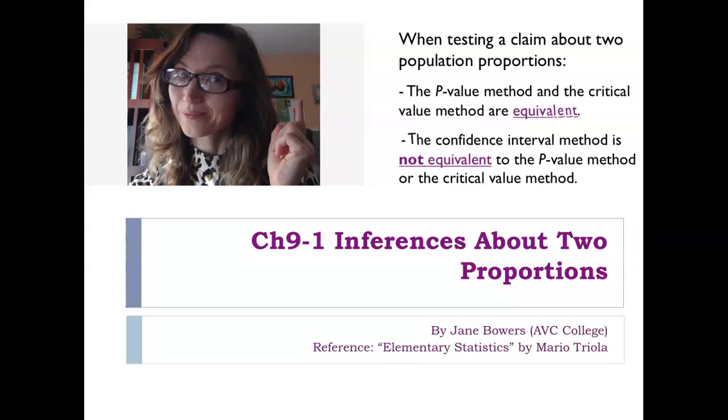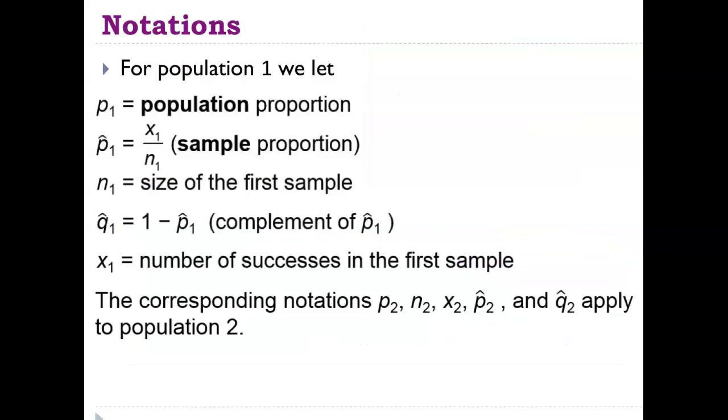The confidence interval method is not equivalent to the p-value method or the critical value method. The notation we are going to be using: for population 1, we will use subscript 1, and for population 2, we'll use subscript 2. p1, p hat 1, n1, q hat 1, which is equal to 1 minus p hat 1, and x1, and corresponding notation for population 2.